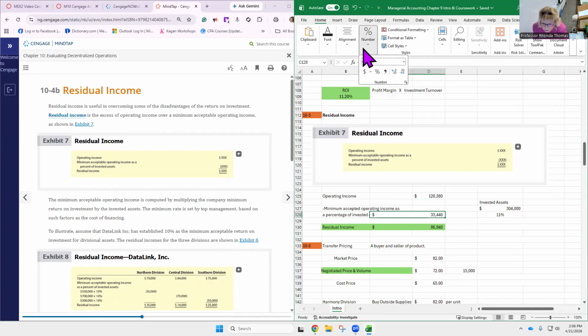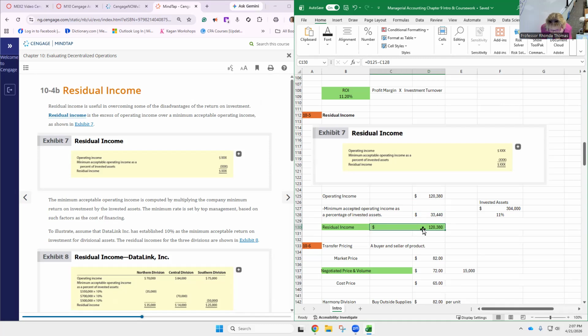Okay, so let me get rid of this. Okay, and move it over. Okay, so the minimum, right? Okay, so we know what the operating income is. So then you take your invested assets times whatever percent return minimum they decide on. Okay, so it's not something you have to decide. Okay, this is the minimum accepted operating income. And they have to tell you what it is, and you have to multiply that times these assets to get the amount of your minimum accepted operating income.